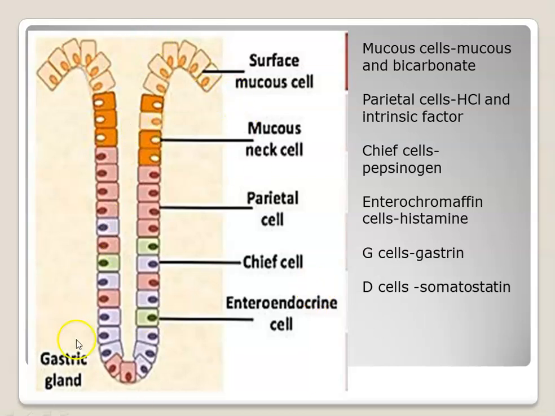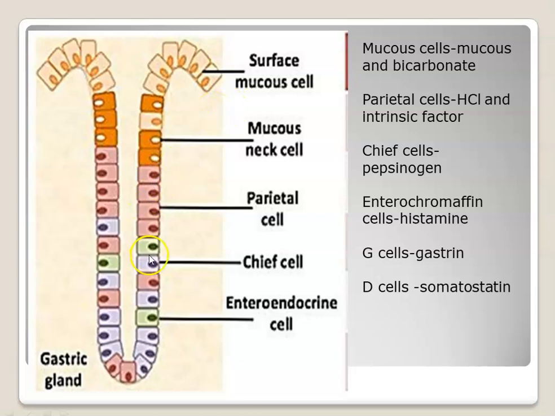This is the structure of the oxyntic gland. It contains three parts. The first one is the neck region, this is the body, and this is the basal region, the base. The neck of the gland contains mucus cells, which secrete mucus and bicarbonate.